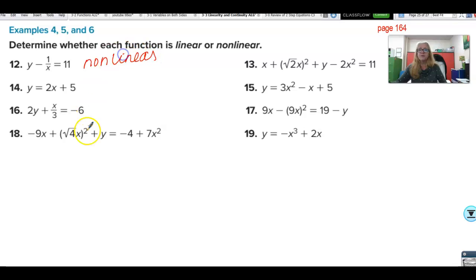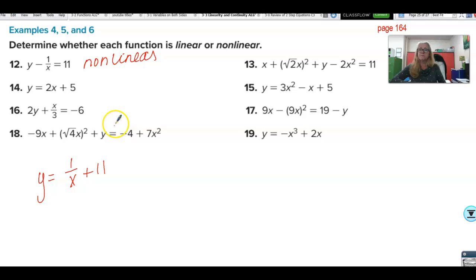Now, I could simplify this a little bit. I need to have that x on the other side, so I could add 1 over x to both sides, and then I would have y equals 1 over x plus 11, but it's still nonlinear because that x is still in the denominator. There's no way for me to make that get fixed, okay?